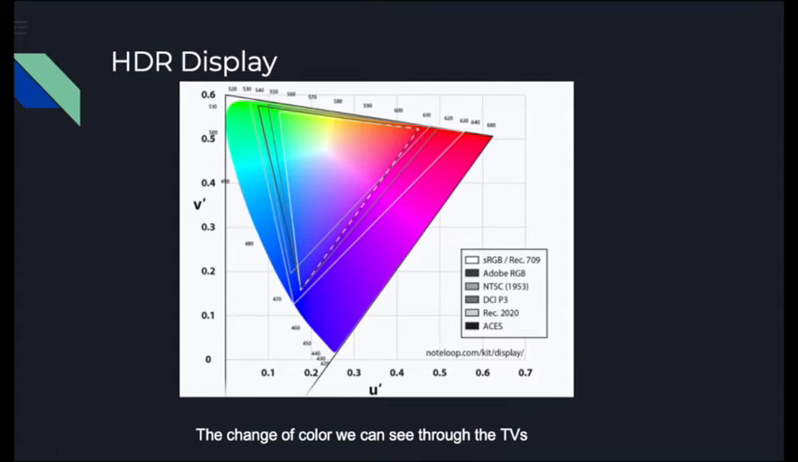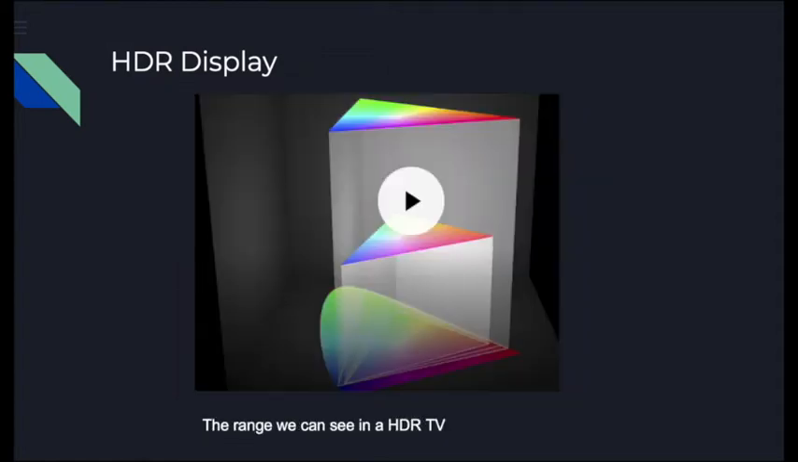This is the change of color we display on TVs in history. The whole graph is the range of color we can see in real life. Every triangle is a range of color displayed on TVs in a certain form. With the time flow, we can see more and more colors on TVs, and the widest is in HDR. Not only the colors, the luminance range is also wider. If we try to present the range in 3 dimensions, we can see the range of HDR covers more than the standard dynamic range.